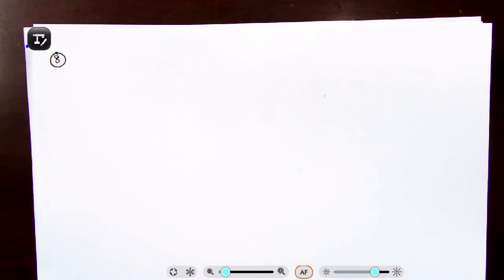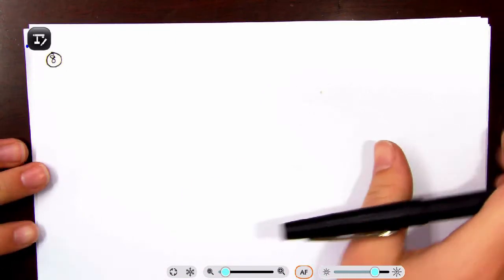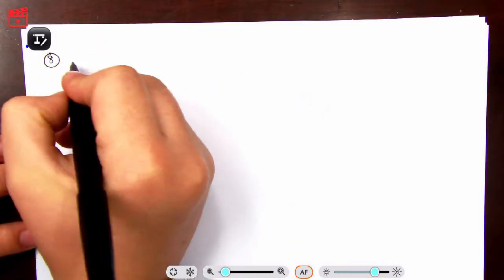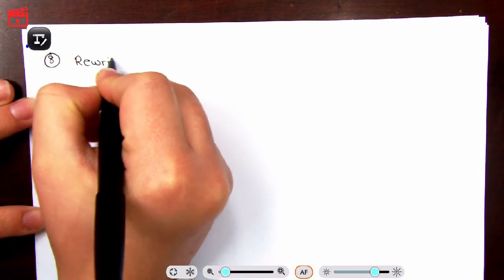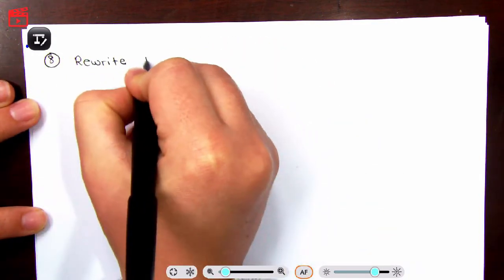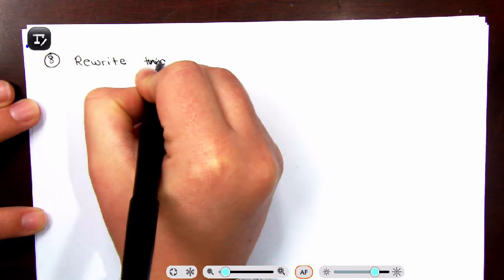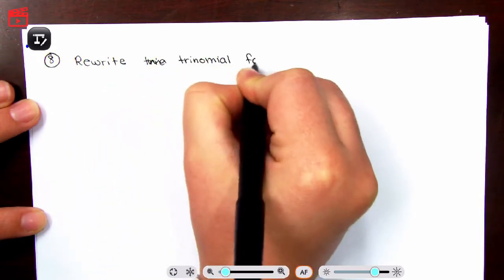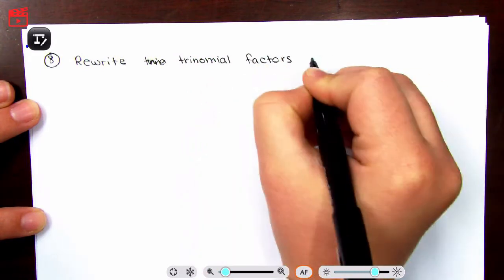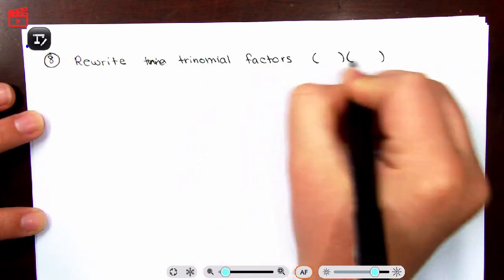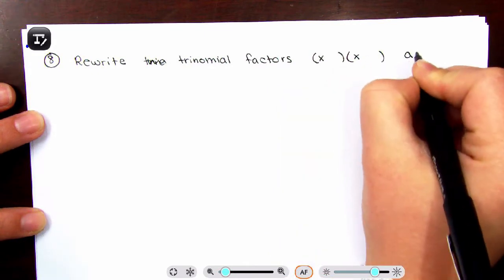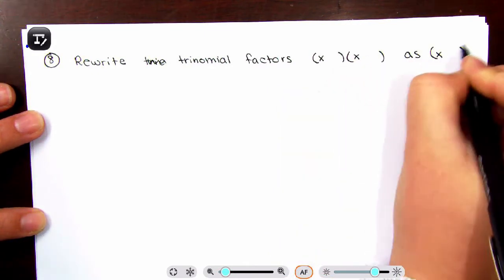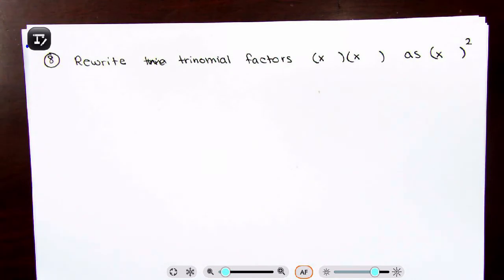For step number 8, I'm going to ask you to rewrite your equation in the form of a perfect square. So here is rewrite the trinomial factors. So you're going to have factors like this, right? As a perfect square.